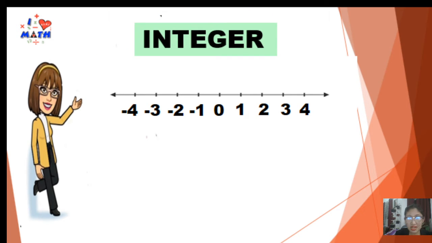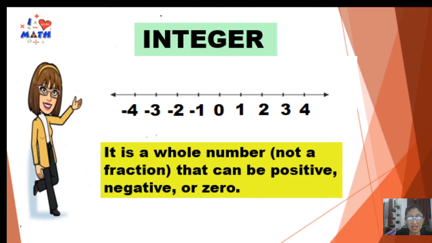Those numbers in the number line are what we call the integers. An integer is a whole number, not a fraction, that can be positive, negative, or 0. Again, an integer is a whole number, not a fraction.